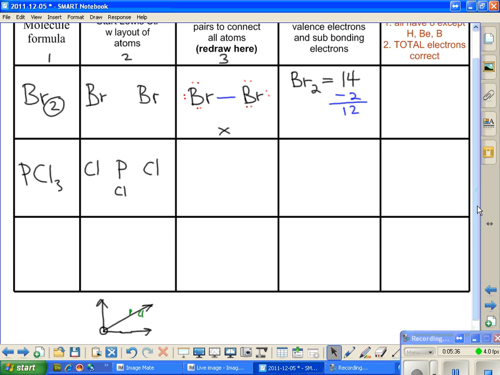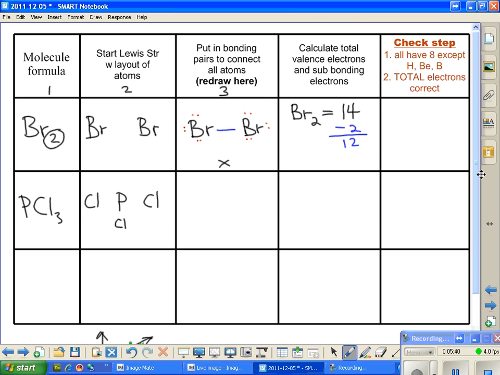And so we have a little checkbox over here at the end to see if we did it right. So here we go. We're going to do number 1 check first. Number 1 check says all have to have 8 except hydrogen, beryllium, and boron. Now, we don't have any of those exceptions, so both of these have to have 8.